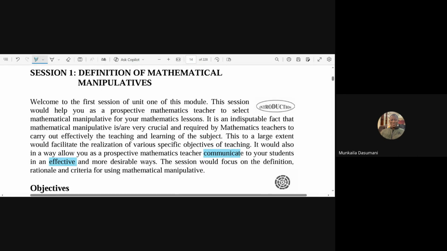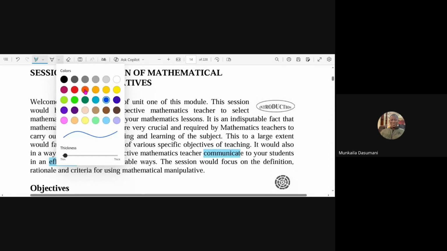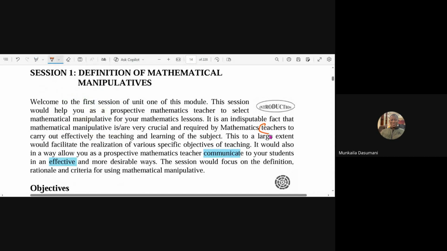Thank you. So, as Dia made mention, mathematics manipulatives are very crucial because they are required by teachers to carry out effectively the teaching and learning of this subject. As a teacher of mathematics, you need the manipulatives because they will help you carry out your teaching and learning effectively, and help you communicate to your students exactly the concept you are teaching. So that is the essence of manipulatives.